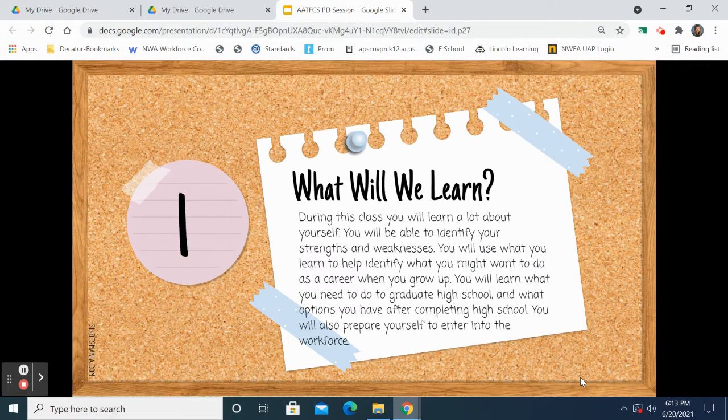Whenever I come into my career development classroom, my students normally are asking, what are we going to learn? A lot of my students don't feel like they're ready for a career development class in the 8th grade because they are 13 and 14 years old. How in the world could we expect them to know what they are going to be at such a young age? So I tell them that the main goal of this class is for you to learn about yourself, be able to identify your strengths and your weaknesses at this moment, and use what you learn to help identify what you might want to do as a career when you grow up.